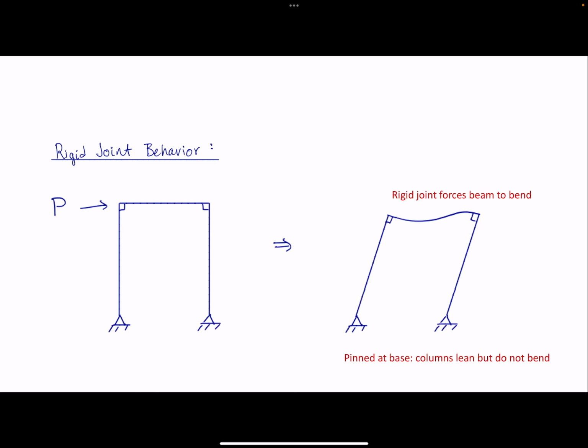That means in the frame, if we apply a lateral load to a frame with rigid joints, and the columns are pinned at the base, then those columns can just lean, right? They're not going to be forced into flexion. They can lean, but the rigid joint is going to force that beam to bend. So it's going to get an S shape like that. Now, if the columns were fixed at the base, then you would also have an S shape in the column. You have to have no rotation at the base, so it would look something like that. It's harder to draw, but we'll look at that later.